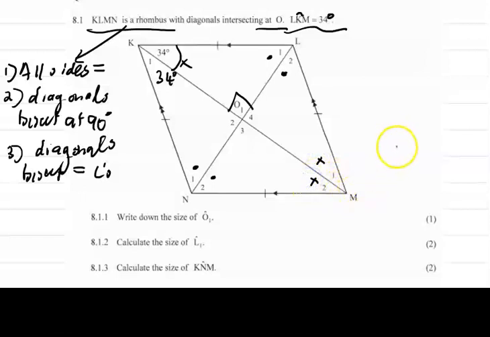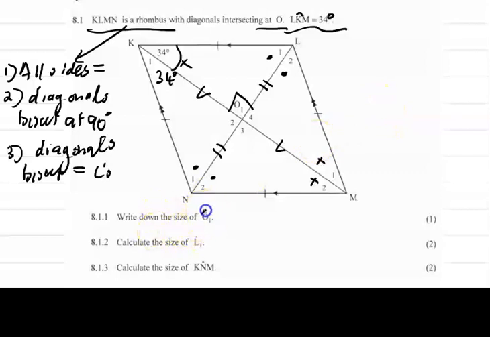Now these are the most important properties that you need to know when it comes to a rhombus. Remember that a rhombus also has all the properties of a parallelogram, which means the diagonals bisect each other, right? So that's important for us to take note of. Now that we know the properties of a rhombus, let's answer the questions.